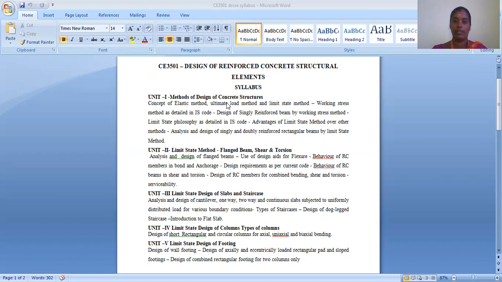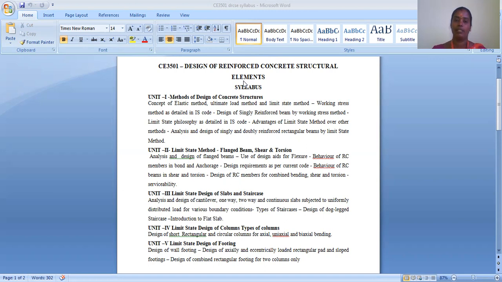What is this structure? We call the building components the structure. In a building, the components start from foundation, wall, column, beam, slab, then roof slab and floor slab. These are all the components. All these are structures, but the load carrying member we call an element.